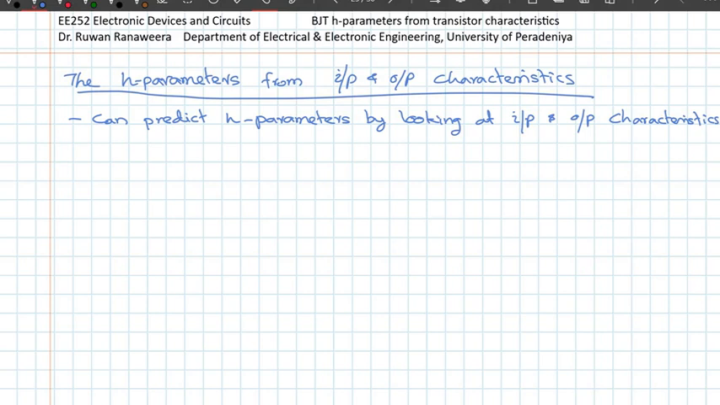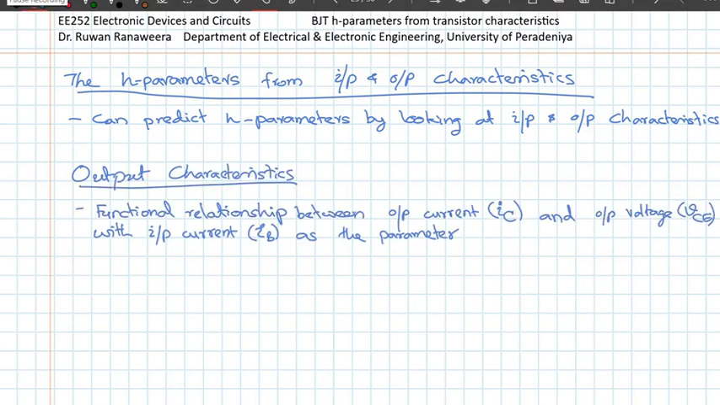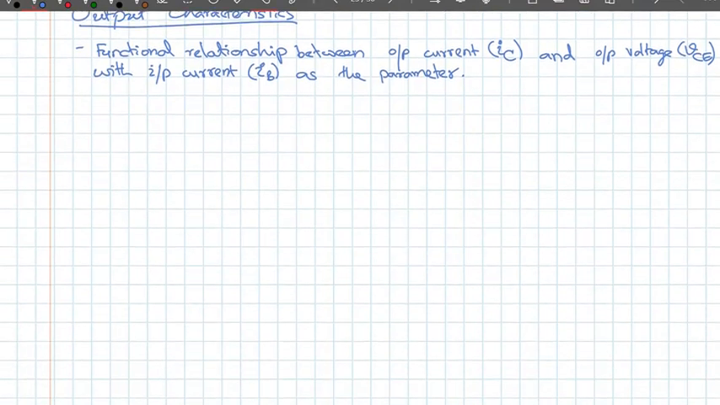First, let's have a look at the output characteristics, which is what we are more familiar with. The output characteristic is a functional relationship between the output current IC and the output voltage VCE, with input current IB as the parameter.